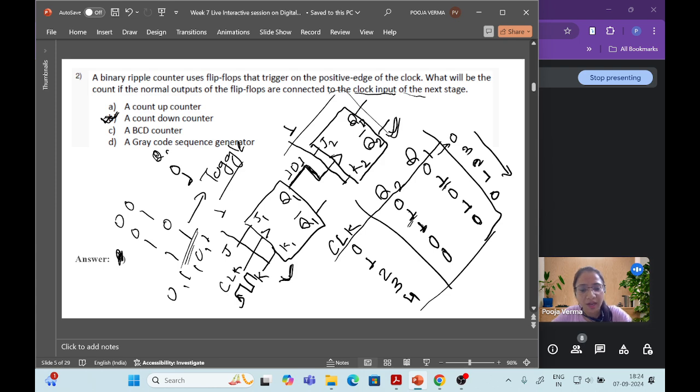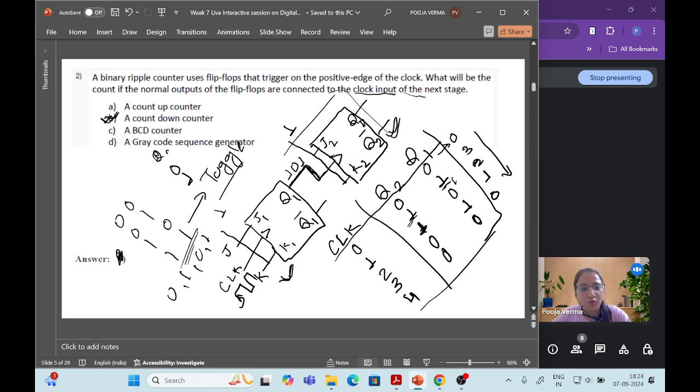Now when we apply the next clock pulse, that means the second clock pulse, what will happen? J1 K1 is already set to 1, so it will toggle, that means it will change to 0, right? When the output of the first flip flop is 0, then the second flip flop will be deactivated, that means it will not work because the clock input is 0 here. So it will remain in the same state. The output will be the same. That means it will be 1 only.